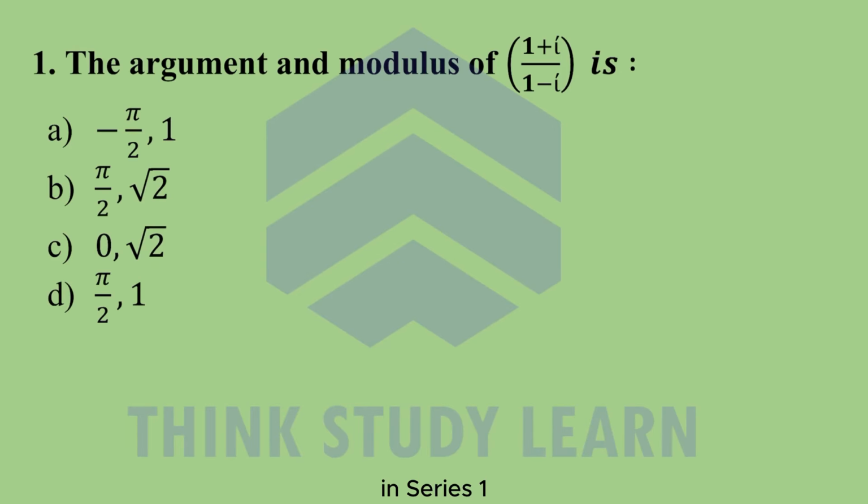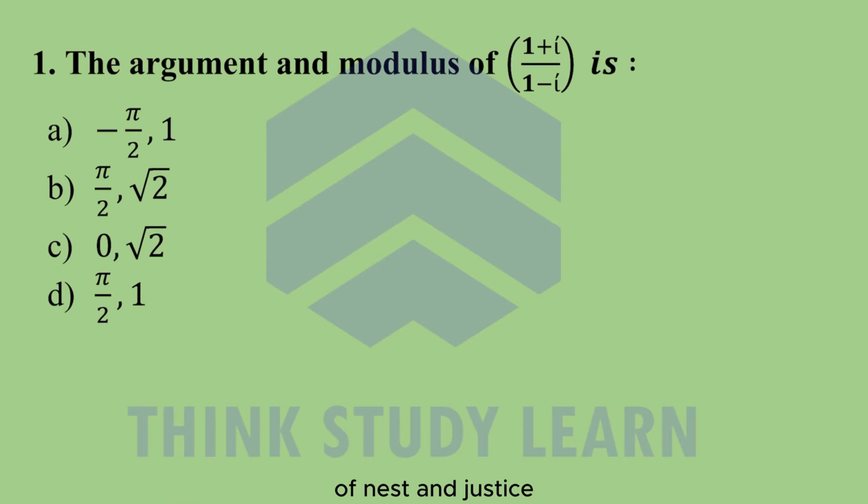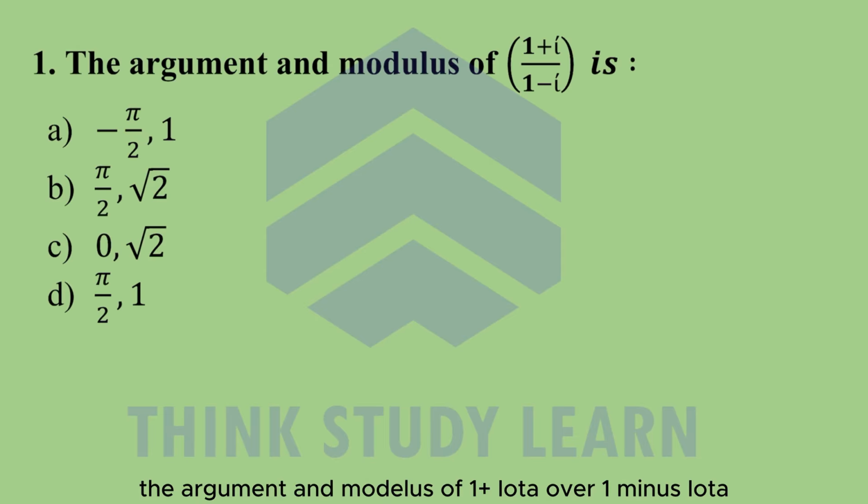In series 1, we will solve some of the questions from the past paper of NUST Entry Test. Let's begin with the first question. The first question states: find the argument and modulus of 1 plus iota over 1 minus iota.